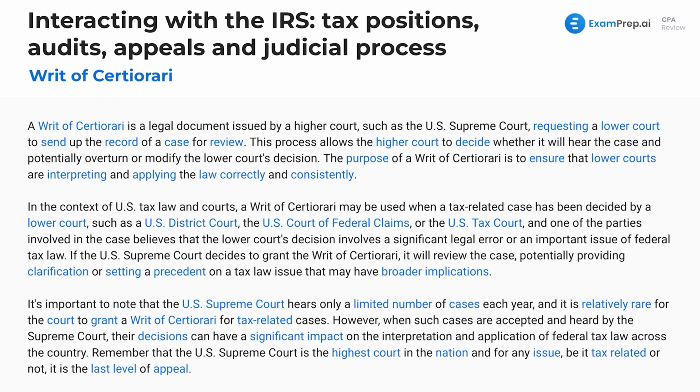A writ of certiorari. Say that 5 times fast. A writ of certiorari is a legal document issued by a higher court, such as the U.S. Supreme Court, that requests a lower court to send up the record of a case for review. This process allows the higher court to decide whether it will hear the case and potentially overturn or modify the lower court's decision. The purpose of this is to ensure that lower courts are interpreting and applying the law correctly and consistently. And you see these courts, they're checking each other. They're making sure that, hey, they're following the rules.